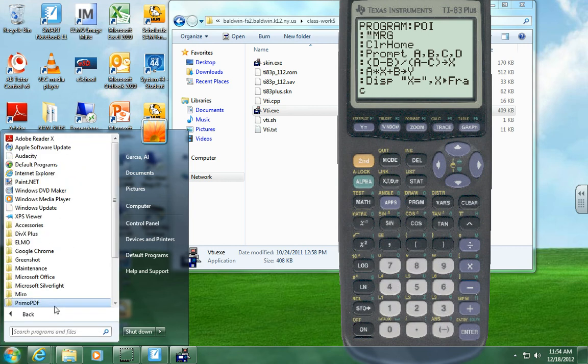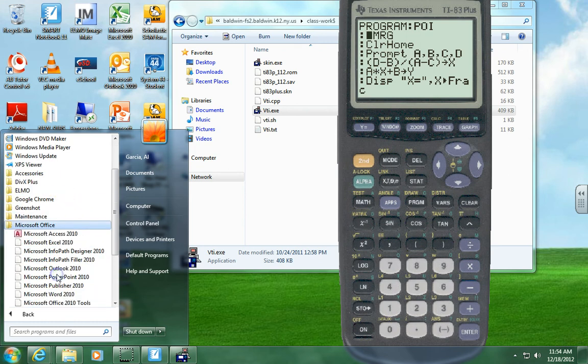I just want square, cube, point of intersection. Volume of a cube, surface area of a cube. We did that a while ago. All right, so where is Office and Word?